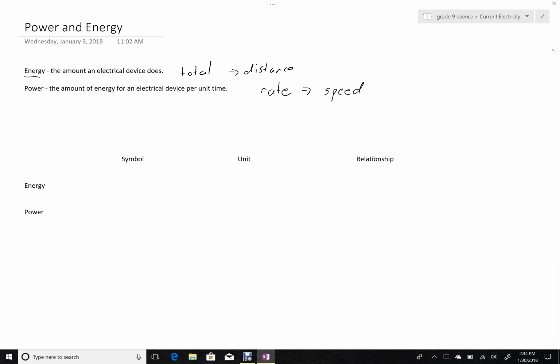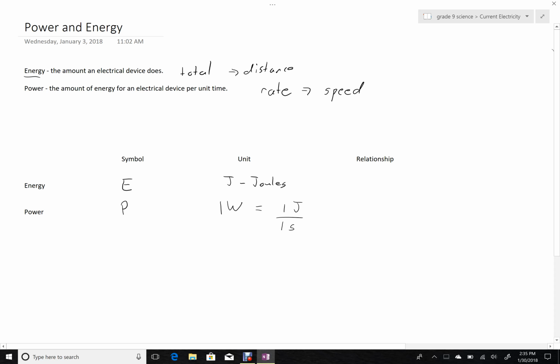To summarize these things, we say that energy is given the symbol E, power is given the symbol P, so those are nice and simple. And the unit, energy, is measured in joules. Joules are related to units of force and distance, and we'll discuss those in more detail a lot later if you take grade 11 physics, but for now we'll just leave it alone. And power is measured in watts. 1 watt is equal to 1 joule in 1 second.